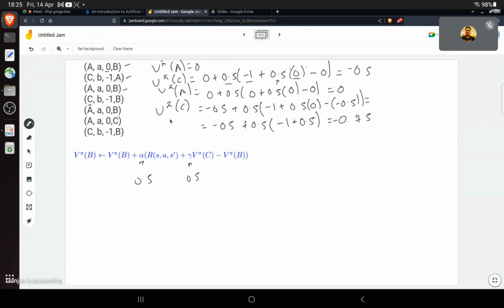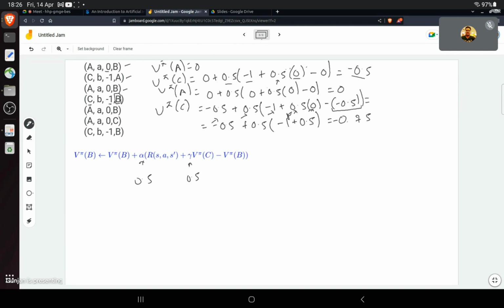Were you able to follow this calculation? If not, you can tell me, then I will go over how these values were filled in and how we got the final answer. So this value was the old v pi of c, this value is alpha, this is the reward that we get at the current time step, which is minus 1. This value is the v pi of b, that is the state we end up in after taking the action. This value is gamma, and this is the old v pi of c, which was minus 0.5, right? So after doing this step, we get v pi of c as minus 0.75.